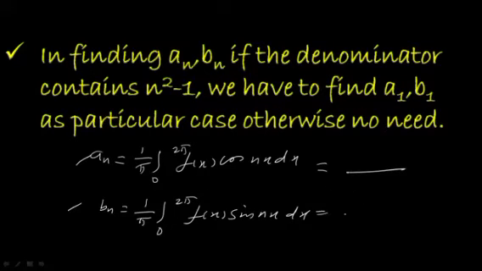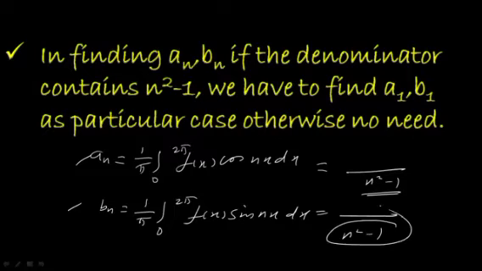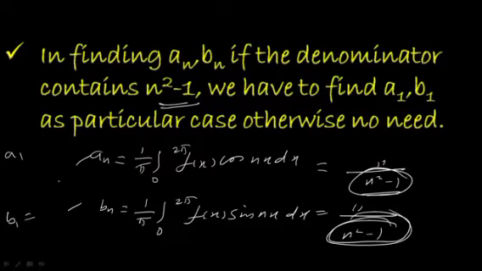Suppose after integrating and substituting the limits, you get a denominator, in either of them, don't worry about the numerator, okay. If the denominator consists of the term n square minus 1, then we have to treat the particular case, that is we go for calculating a1 and b1, okay. So if both of them consist of the term n square minus 1, you have to calculate a1 and b1. a1 is calculated by just replacing n by 1.